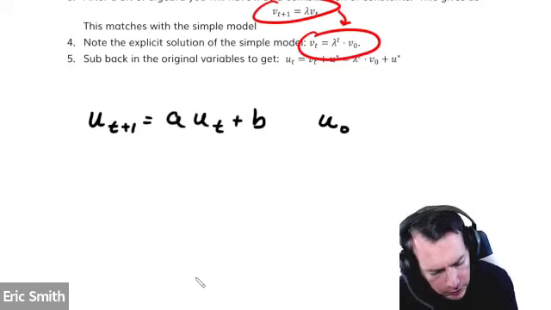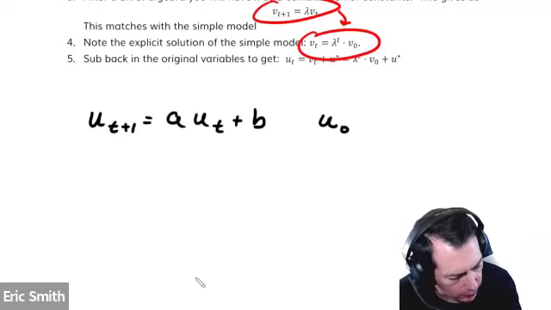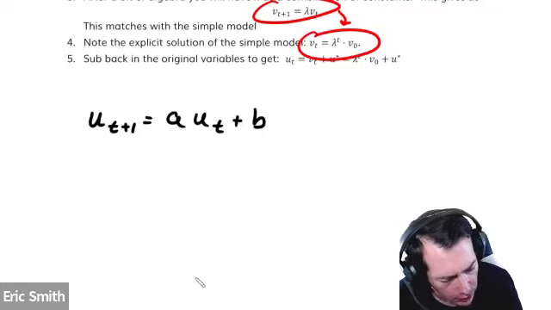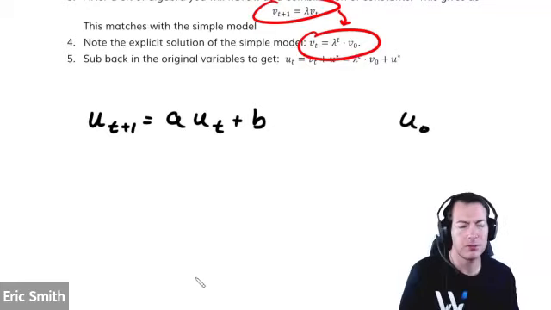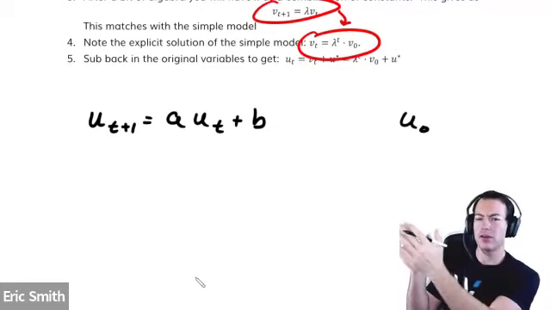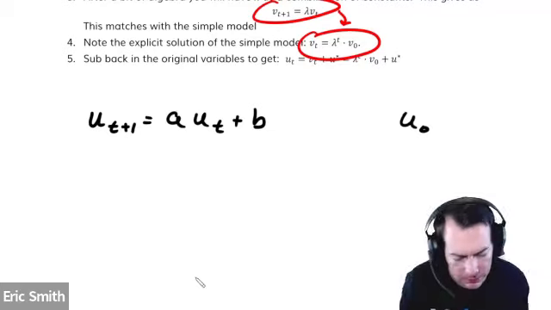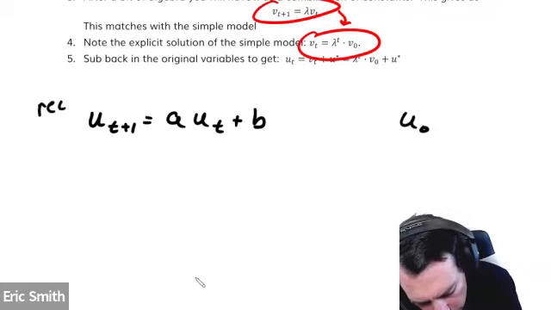So u sub 0 is our starting amount. Actually, I'm going to draw that one a little bit farther away. It says we know it, but it's not part of the same equation. It's more like here's our starting amount. There's our rule of how we get generation to generation. This is our recursive.